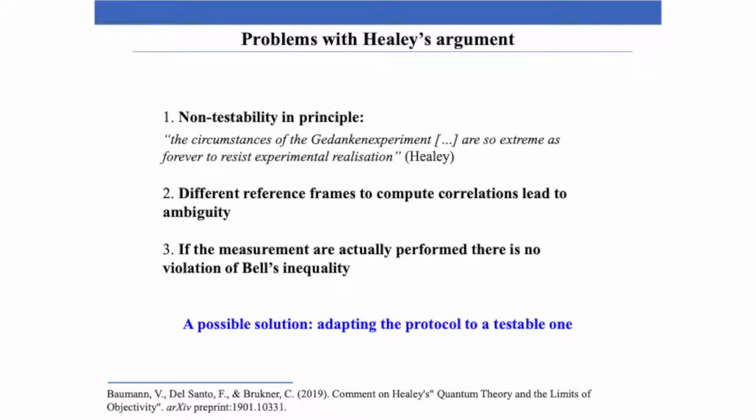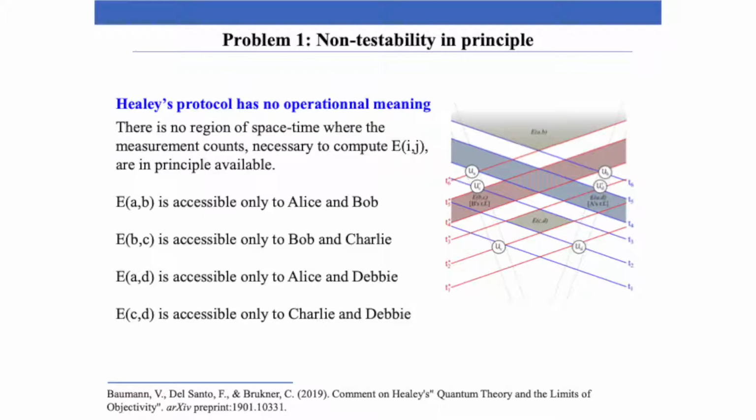A possible solution, though, is to adapt the protocol to a testable one, so as to actually give an operational meaning to this protocol, and this is what we have proposed. As I've said already, there is no single observer in the universe that can actually collect all of these correlation functions together to compute eventually and see whether the violation occurs. This is the non-testability in principle.